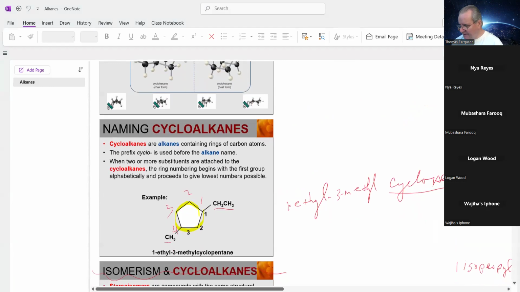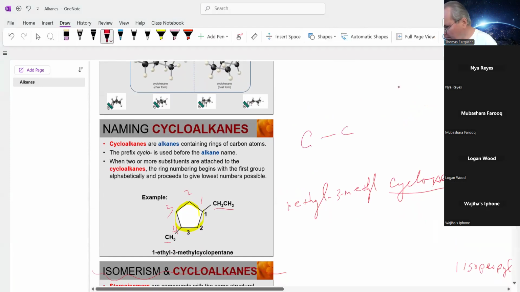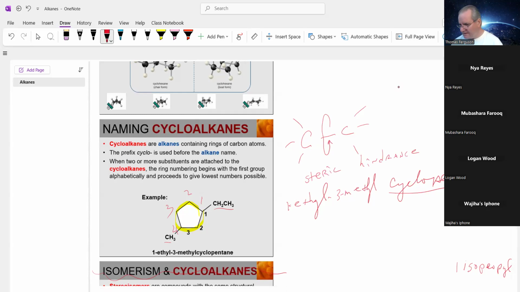One of the things I mentioned about free rotating carbons is that around a single bond, they freely rotate. And they'll spend more time in the stable position than in the unstable position. So what you're going to do is minimize steric hindrance. Now, the exception to this is a ring.